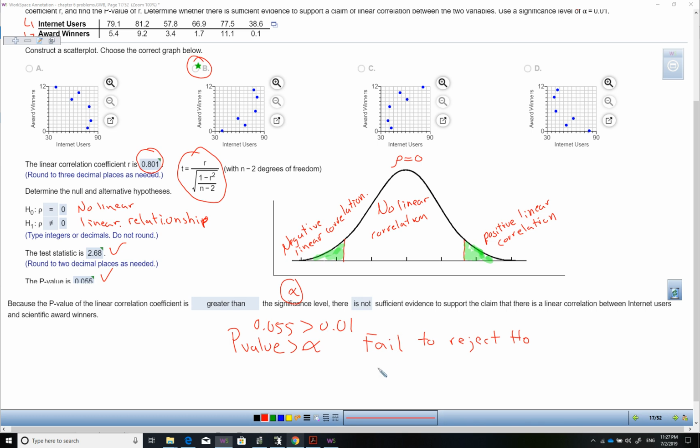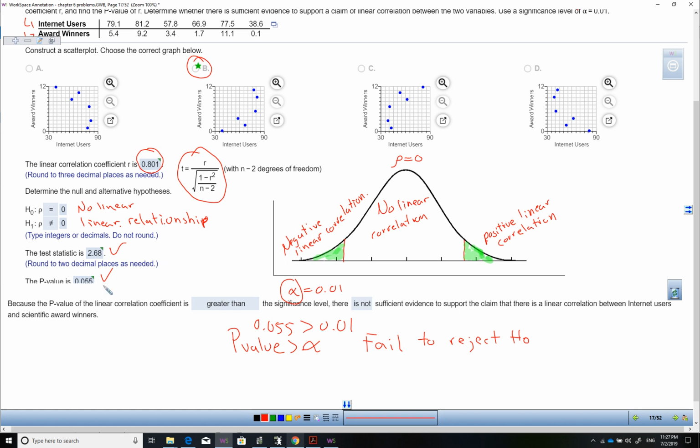Okay, that's why here, because the p-value of the linear correlation coefficient is greater in this case than the significance level. The significance level was 1%. There is no sufficient evidence to support the claim that there is a linear correlation. So again, you fail to reject this null hypothesis of no linear correlation. You fail to reject the assumption that there is no linear correlation. Okay, there is no linear correlation between internet users and scientific award winners. So that's how you do this problem using a calculator.